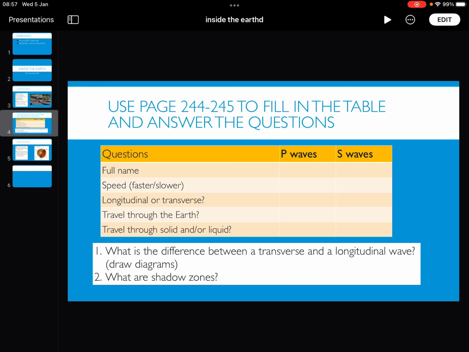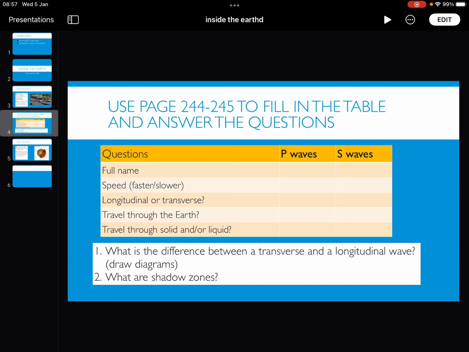Do they travel through solid and or liquid? P waves can travel through both. They can travel through solid and they can travel through liquid. However, an S wave can travel through a solid, but cannot travel through a liquid. So a P wave can travel through both, an S wave can only travel through solids. They cannot travel through liquids.